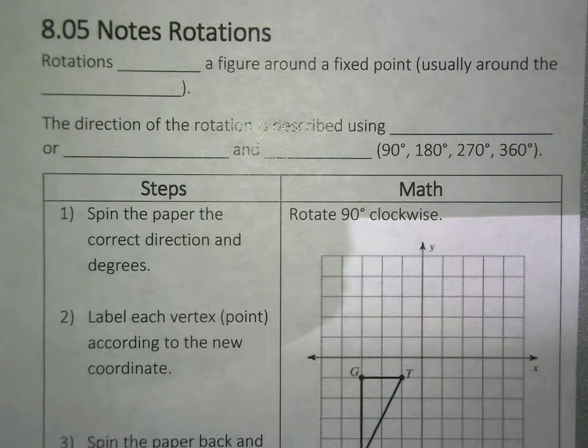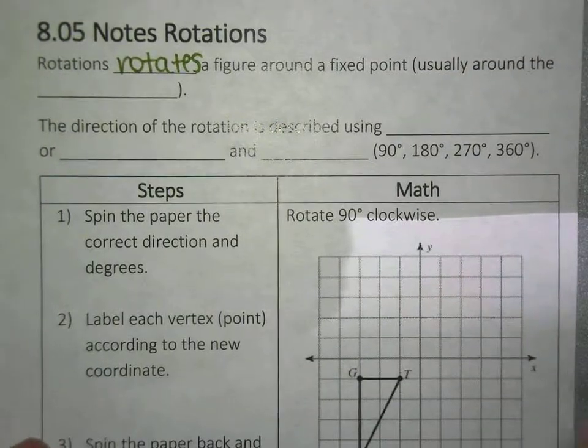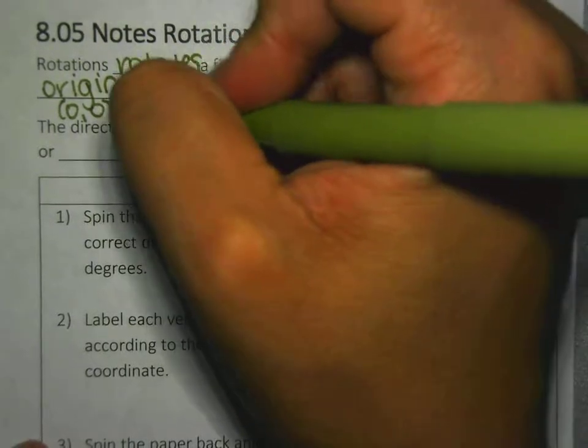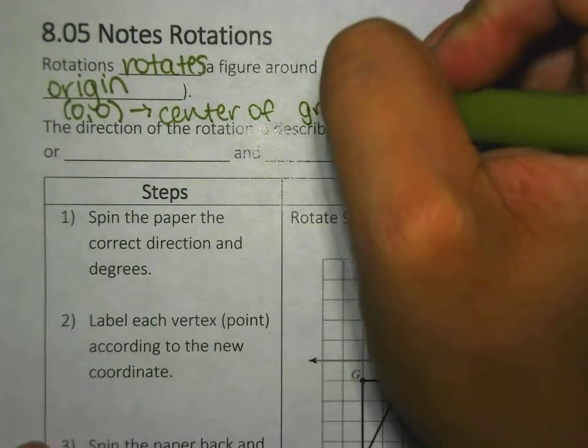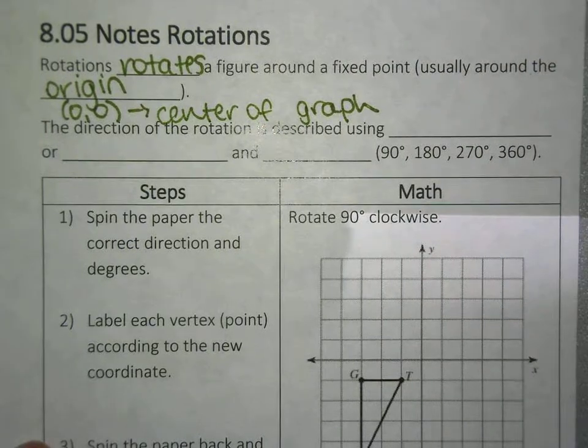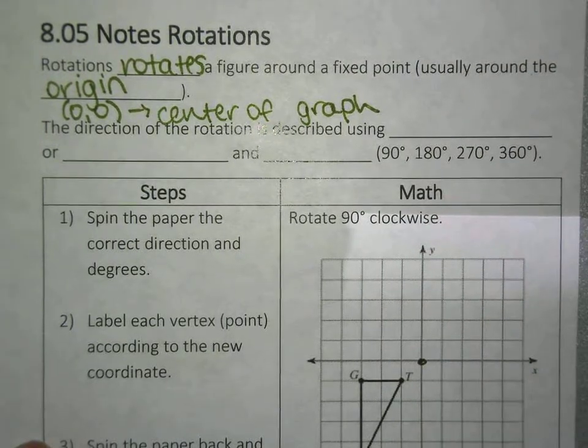We are going to go over the last type of transformation today, which is a rotation. A rotation rotates or spins a figure around a fixed point, usually around the origin. And the origin, remember, is the center of the graph at 0, 0. So this would be our origin.